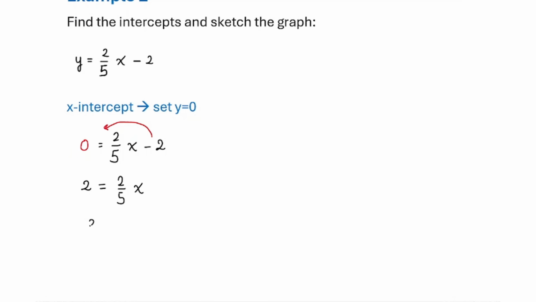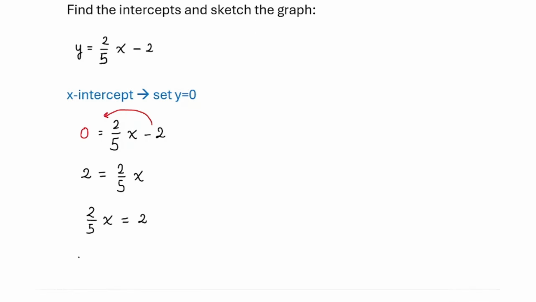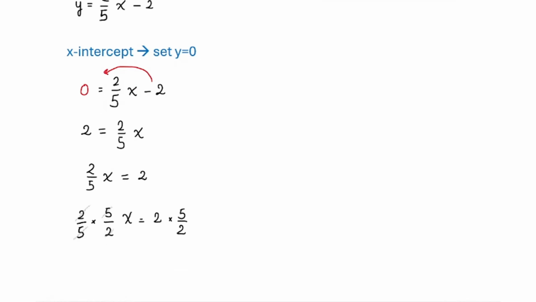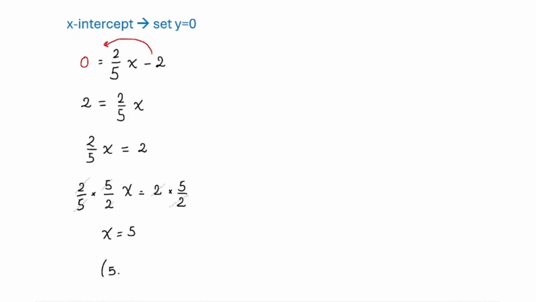We can rewrite this from right to left. So we have 2 over 5 x is equal to 2. To find x, we multiply both sides by the reciprocal, which is 5 over 2. On the left, 2 over 5 x multiplied by 5 over 2 simplifies to x. On the right, 2 times 5 over 2 is 5. So x is equal to 5. The x-intercept is (5, 0).